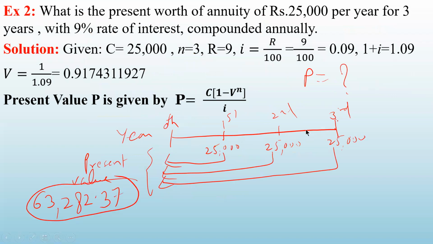So actually 25 plus 25 plus 25 will be 75,000. But the present worth of these three is 63,282.37, which is much lesser than 75,000. So in the first two problems, we have calculated the present value when C, R, and N were given to you. Okay.